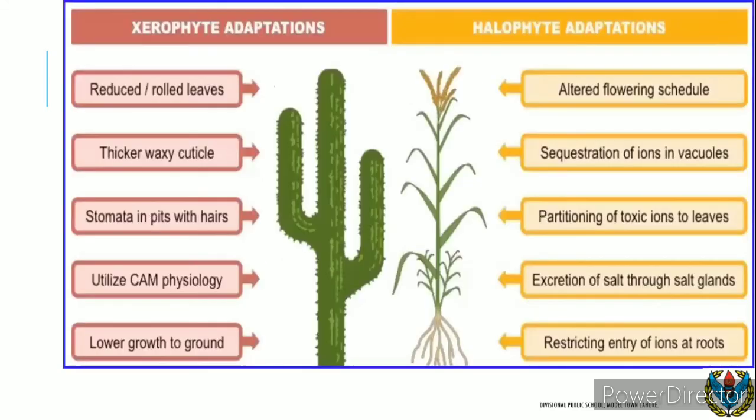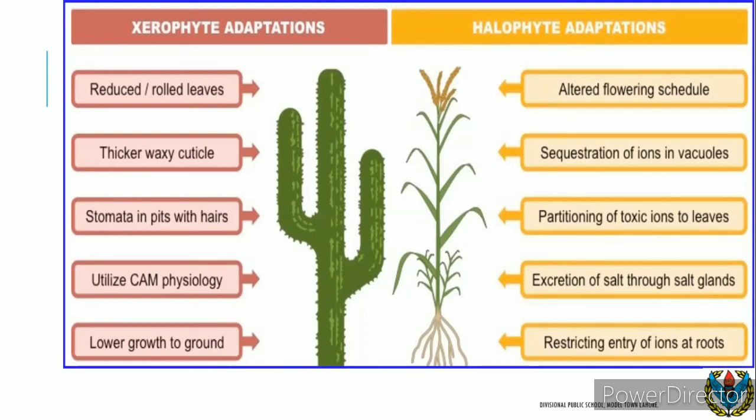Now, in this slide, you will compare the adaptive features of xerophytic plants as well as halophytes. There is more than one, so you can select any one. Number one, in xerophytic adaptation, reduced and rolled leaves are present, while in halophytic adaptation, altered flowering schedules, as mentioned in this picture.